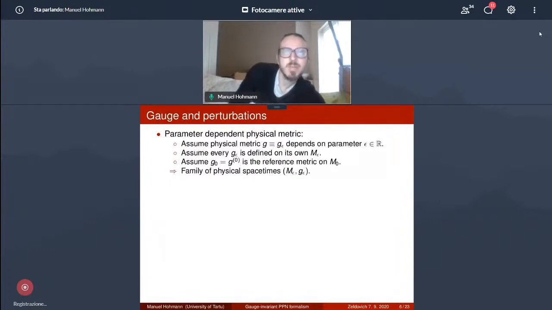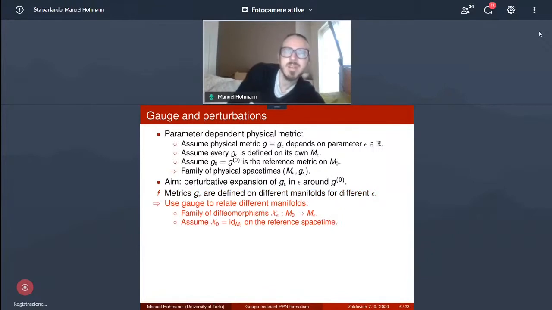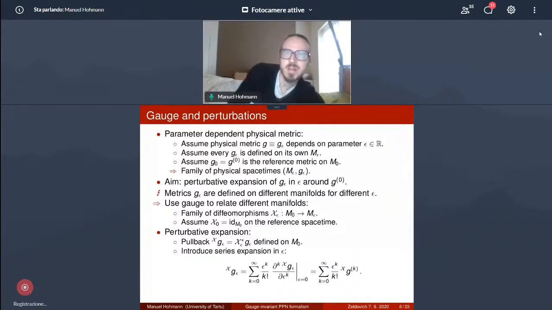If we look into perturbation theory, then our physical metric usually depends on some parameter in such a way that the zero value of this parameter corresponds to the reference metric and reference space-time. So basically for every value of this perturbation parameter, we have our own metric on our own space-time, and the idea is to have a perturbation expansion in this parameter. Now, again, we have the problem that they are defined on different manifolds, and so we need to have a gauge, which is now a family of diffeomorphisms. With this, we can pull back the metric to the reference space-time and then perform a series expansion of this metric.